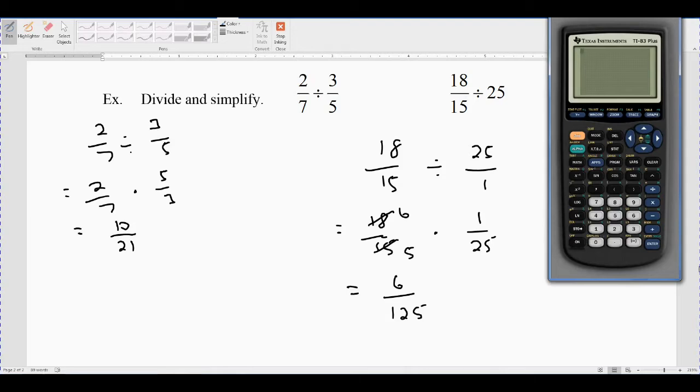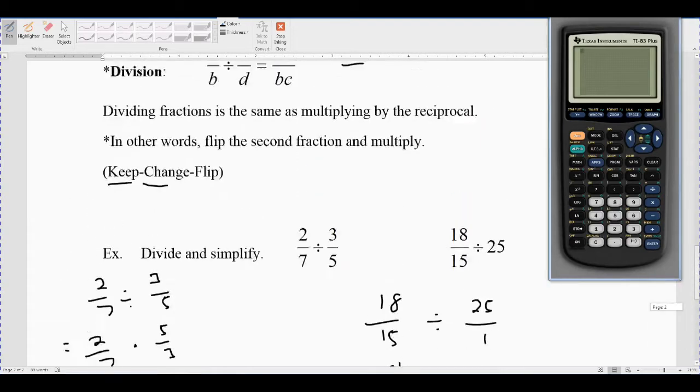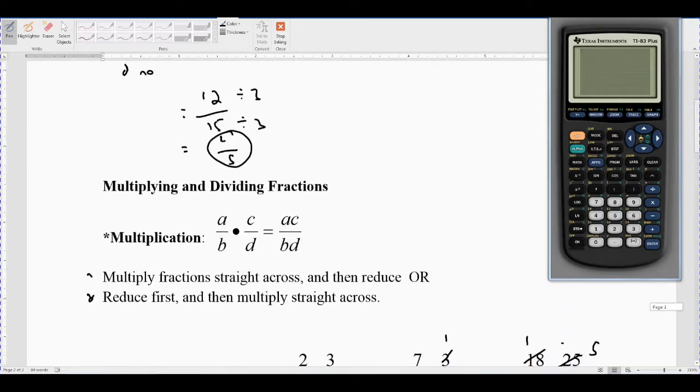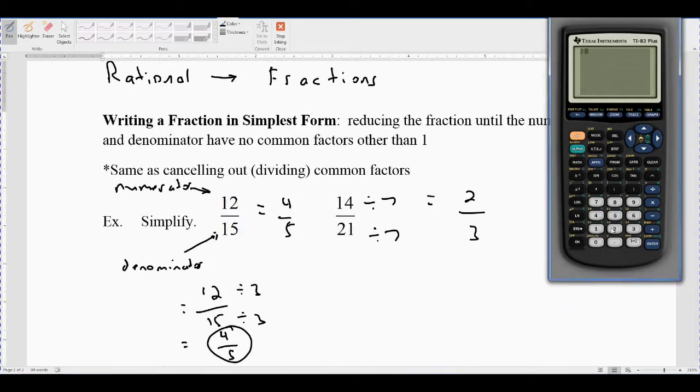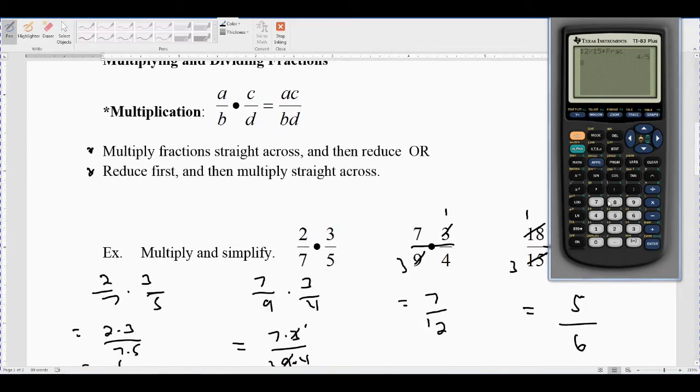But watch this. Something you may not be aware of if you happen to have a graphing calculator. It will reduce 12 divided by 15. If you hit math, which is a fraction, enter, it reduces it for you. It will also multiply for you, like 2 divided by 7 divided or times.